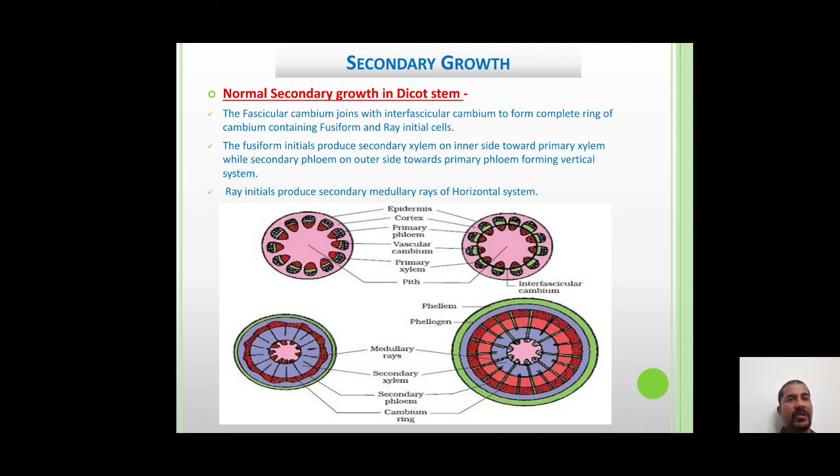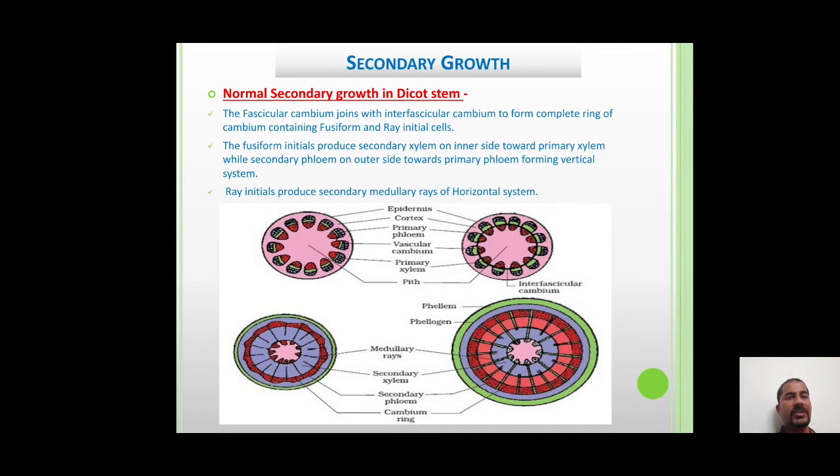In normal secondary growth, there are two to three important points. The first one is that the fascicular cambium joins with the interfascicular cambium to form a complete ring of cambium, which contains two types of cells, fusiform initial cells and ray initial cells.